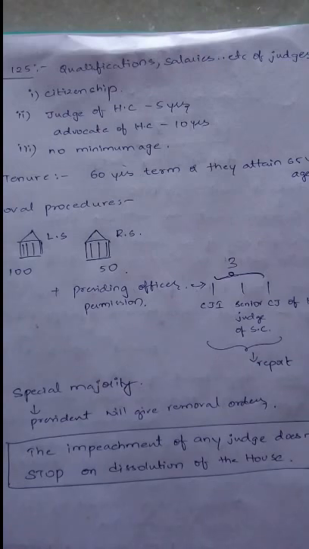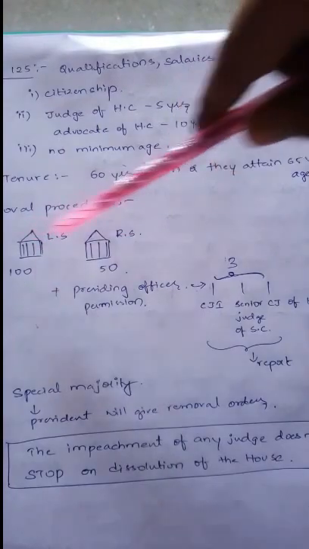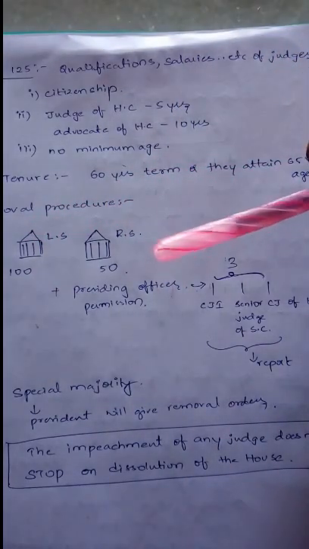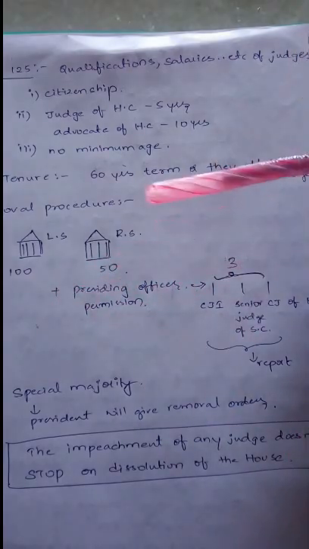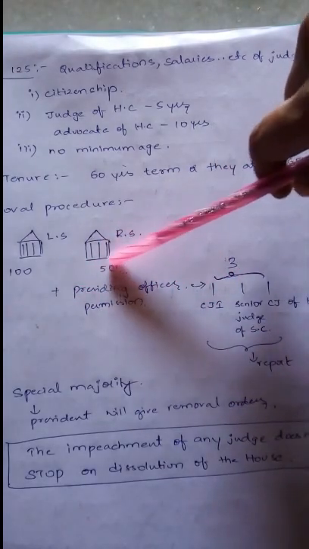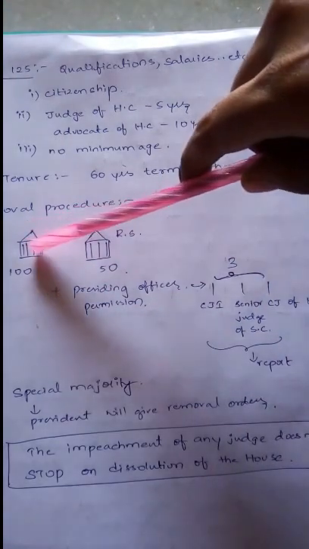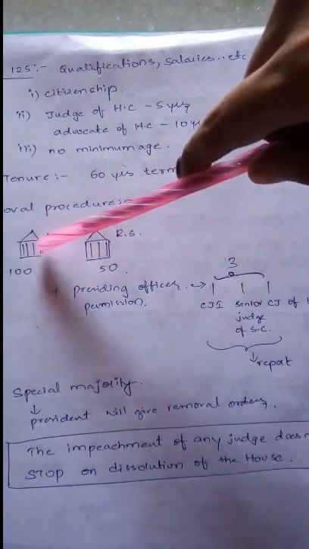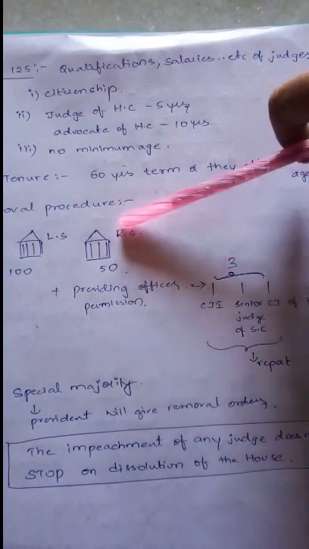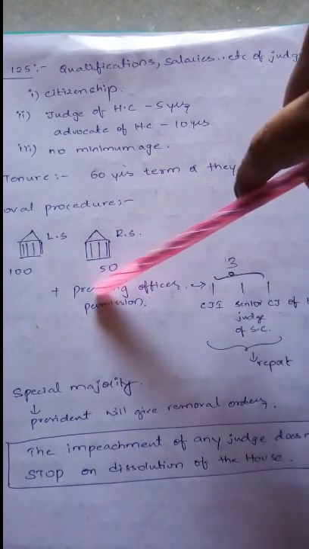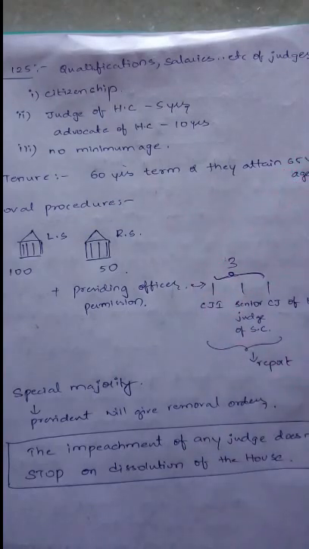Coming to the removal procedure, a judge can be removed by proving misbehavior or guilt. A motion can be moved in the Lok Sabha or the Rajya Sabha, in either of the houses. For the Lok Sabha, at least 100 members' approval must be there, and in the Rajya Sabha, 50 members' support must be there. If a bill is initiated in the Lok Sabha for removing a judge, the presiding officer's permission is to be taken. Even if it is initiated in the Rajya Sabha, the presiding officer's permission should be taken.